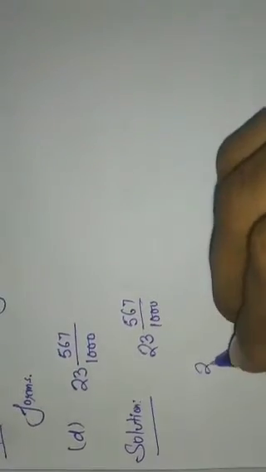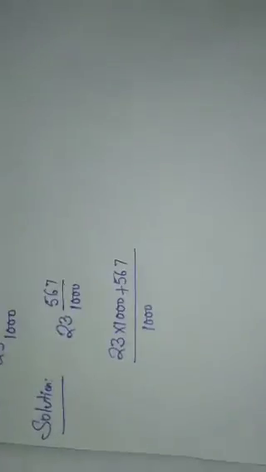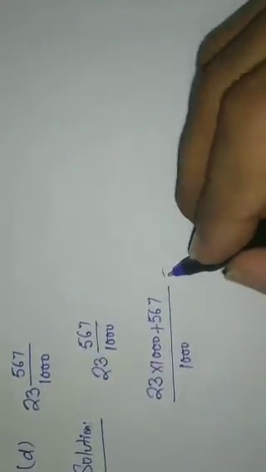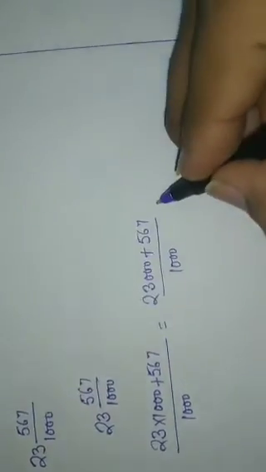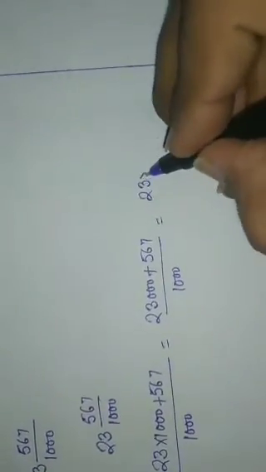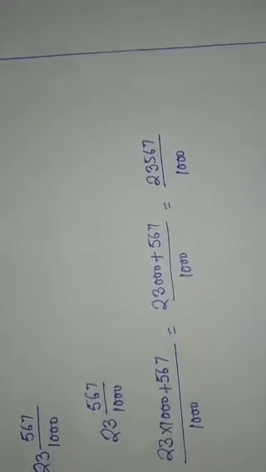First you will multiply 23 into 1000, then you will add 567 to the multiplication answer. So it means 23 into 1000 plus 567 upon 1000. When you multiply, you will find 23,000, then plus 567 upon 1000. Then after that you will get 23,567 upon 1000. Okay, so now you can convert it into the decimal form.